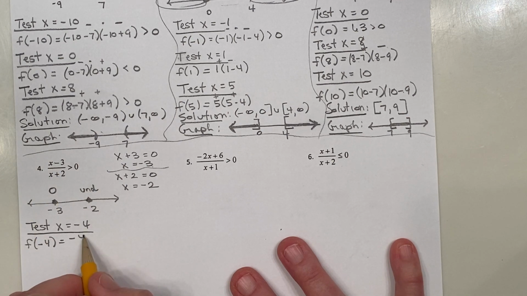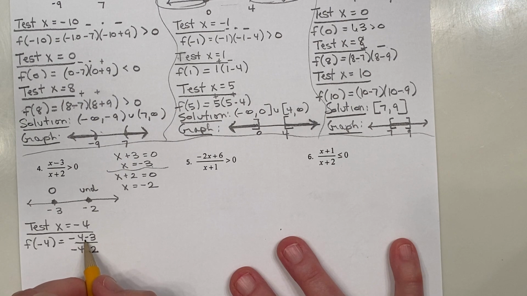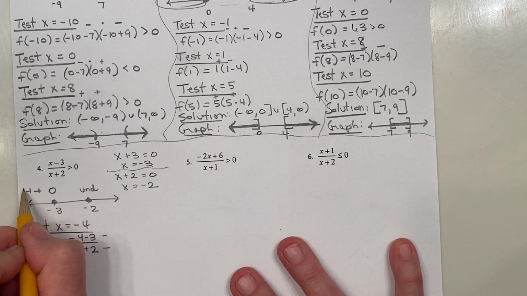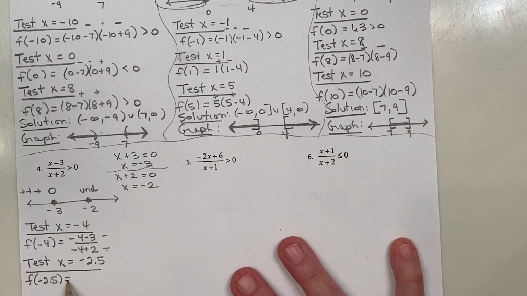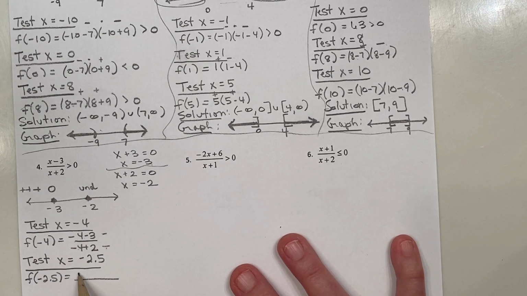So negative 4 minus 3 and negative 4 plus 2. So our numerator will be negative and our denominator will be negative, divide, and we get a positive result. Let's test x equals negative 2.5. So negative 2.5 minus 3 and negative 2.5 plus 2. So the numerator is negative and the denominator is also negative.